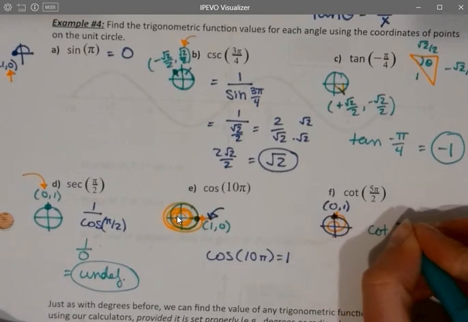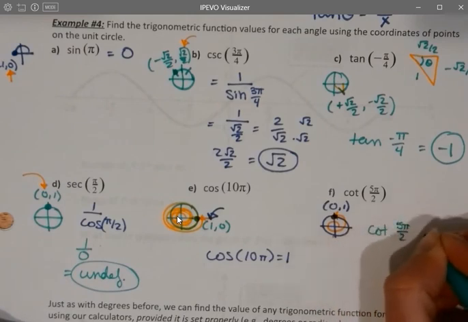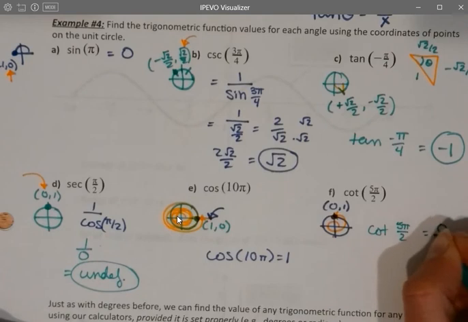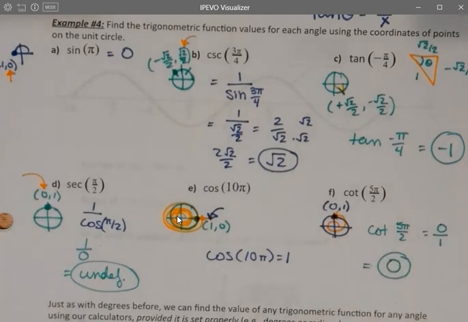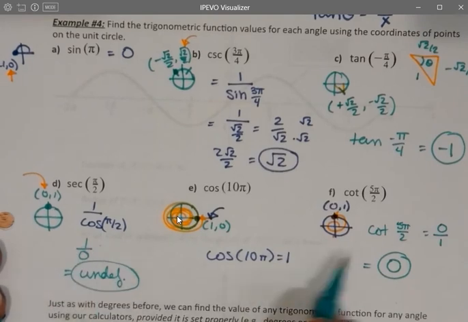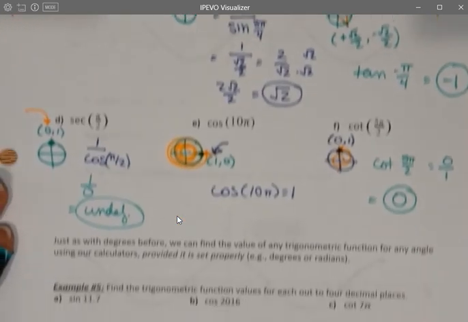So the cotangent of 5 pi halves is the x value divided by the y value, 0 divided by 1, which is 0. Can't have our zeros in the denominator like part D, but they can be in the numerator just fine. So the cotangent is 0.